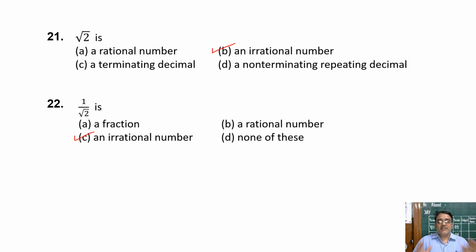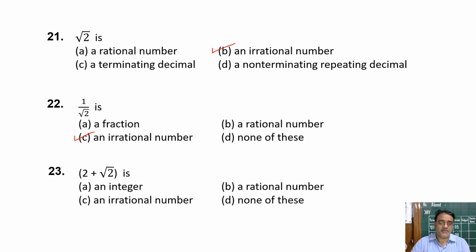Actually, the product of rational and irrational is always irrational. If you divide rational number by irrational number or irrational number by rational number, then also you will always get irrational number. If you add rational number and irrational number, then also you will always get irrational number. If you subtract rational number and irrational number, then also you will always get irrational number. Okay, now the 23rd question.